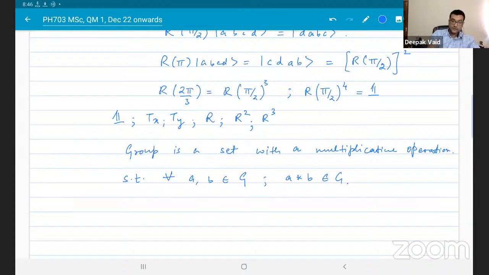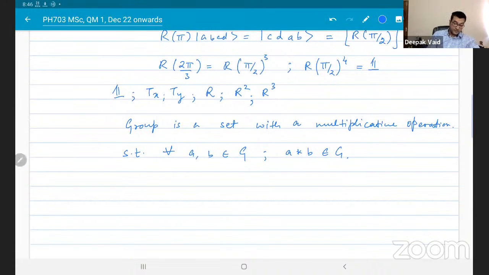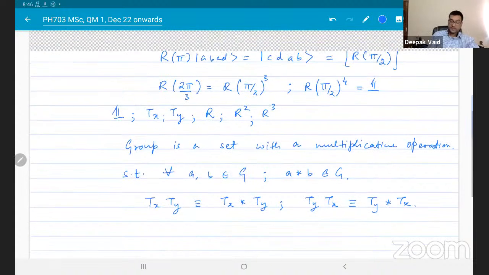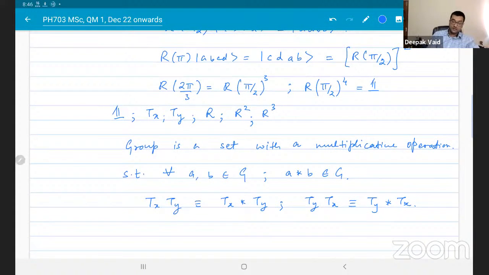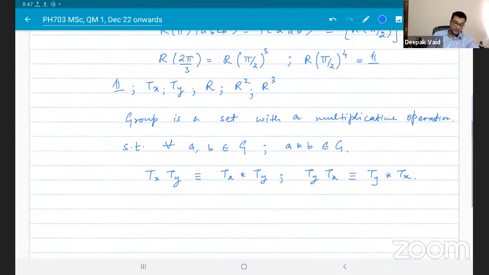Okay. So for example, in this case, what is the product? The product is this repeated application, Tx, Ty, right? This is what I mean by product. And similarly, Ty, Tx is the product of Ty and Tx, right? So that means reflection across Y and reflection across X.